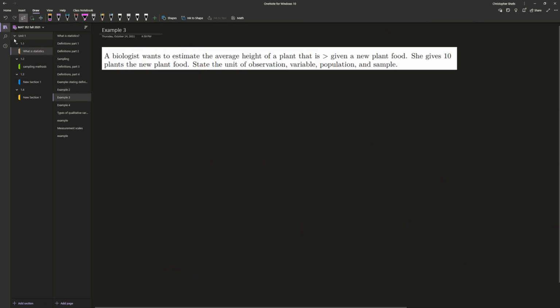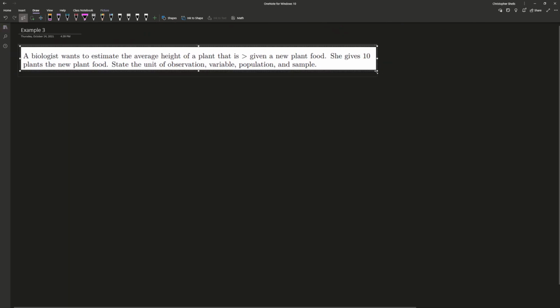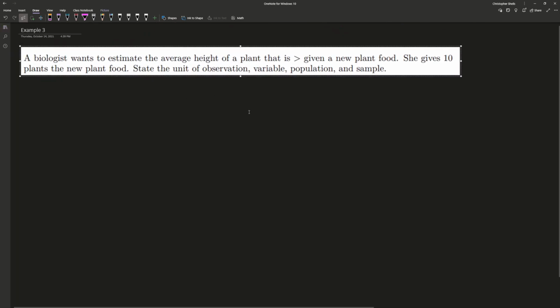Let's look at another example here. A biologist wants to estimate the average height of a plant that is given a new plant food. She gives 10 plants the new plant food. We want to do the same thing. State the unit of observation, the variable, the population, and the sample.